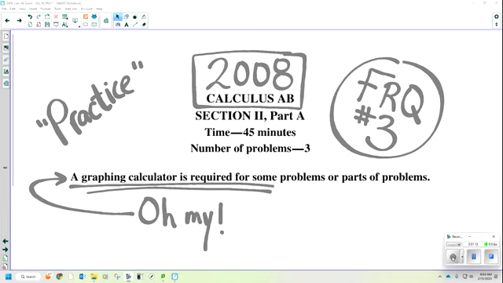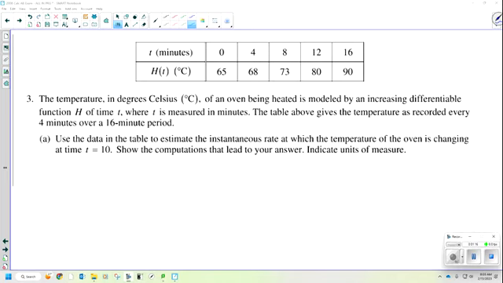Let's do some math. Oh, so they decided to give us a table. I love tables. Anyways, number 3 reads: the temperature in degrees Celsius of an oven being heated is modeled by an increasing differentiable function H over time t, where t is measured in minutes. The table above gives the temperature as recorded every 4 minutes over a 16-minute period. 3A tells us, use the data in the table to estimate the instantaneous rate at which the temperature of the oven is changing right at time 10. Show the computations that lead to your answer and indicate the units of measure.